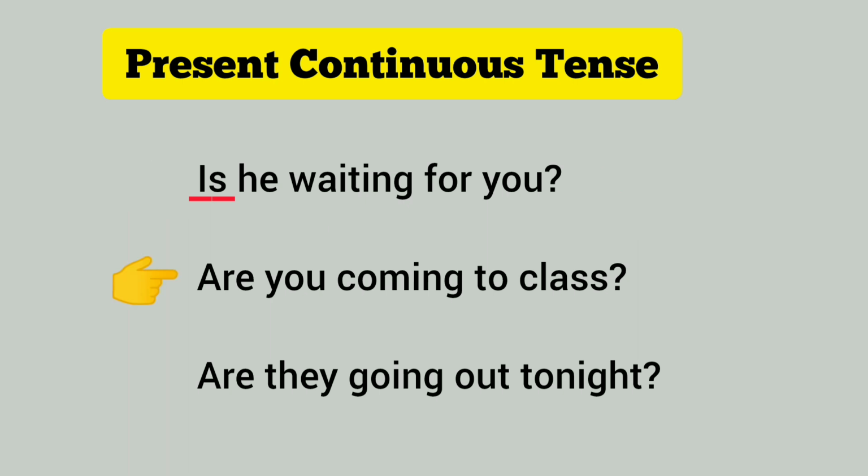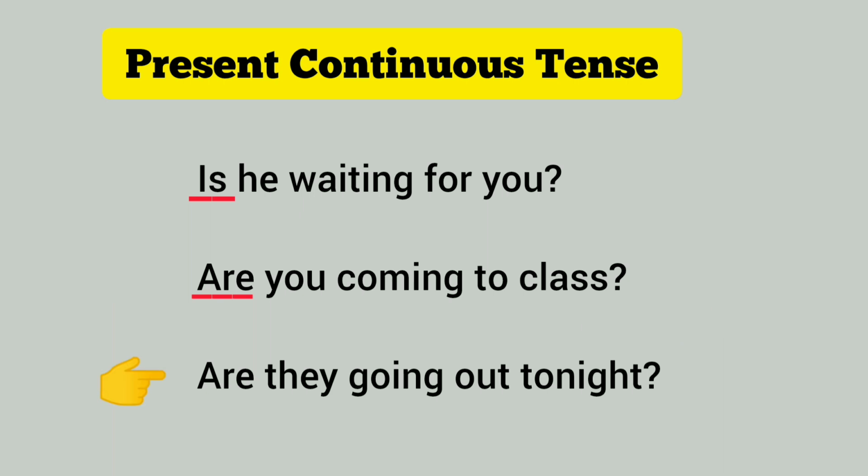The next sentence says, are you coming to class? The subject here is you. And with you, we use the be verb are. Are you coming to class? And the answer could be yes, I am, or no, I am not.